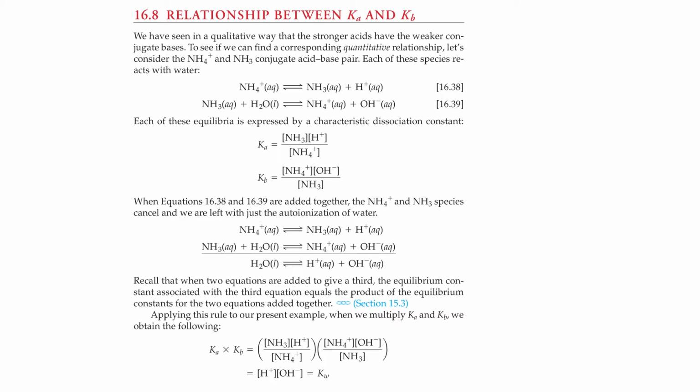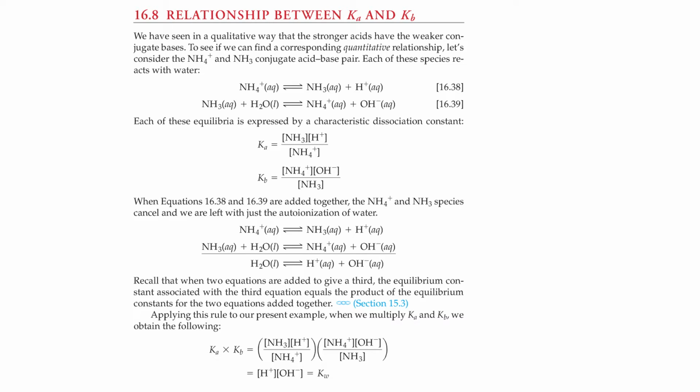Section 16.8, Relationship between K sub A and K sub B. We've seen in a qualitative way that the stronger acids have weaker conjugate bases. To see if we can find a corresponding quantitative relationship, let's consider the ammonium and ammonia conjugate acid-base pair. Each of these species reacts with water.